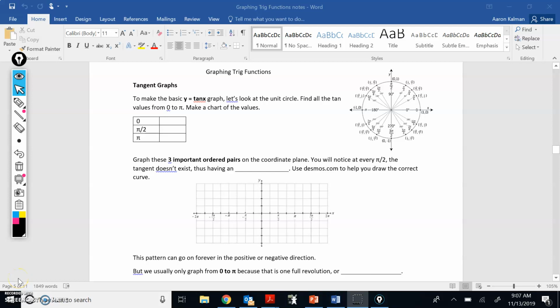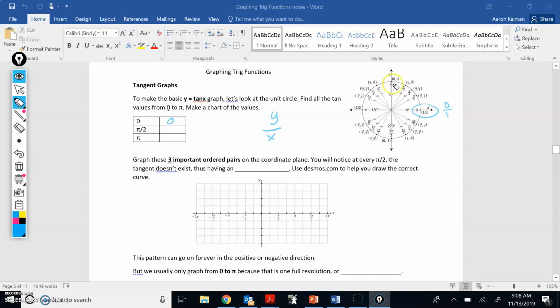Guys, welcome back. Today's video is on graphing tangent functions. In order to figure out how a tangent function looks, let's fill out a couple points on the table. At 0, right here, the tangent, remember the tangent at 0 is y over x. So at 0, you have 0 over 1, which is 0.